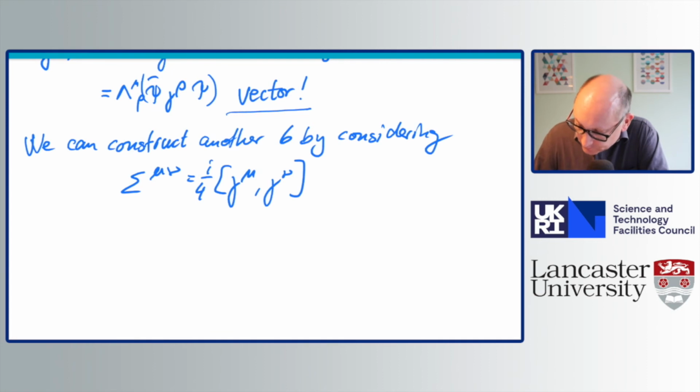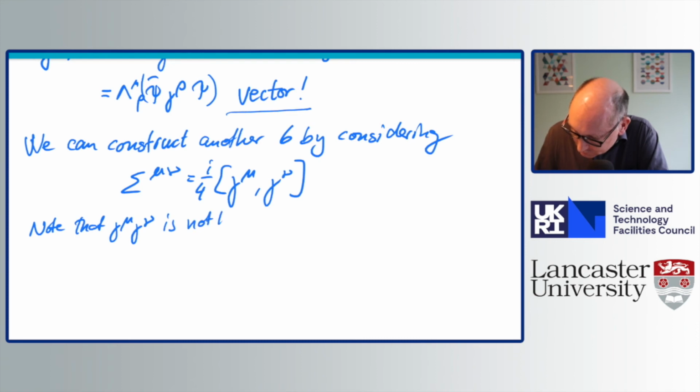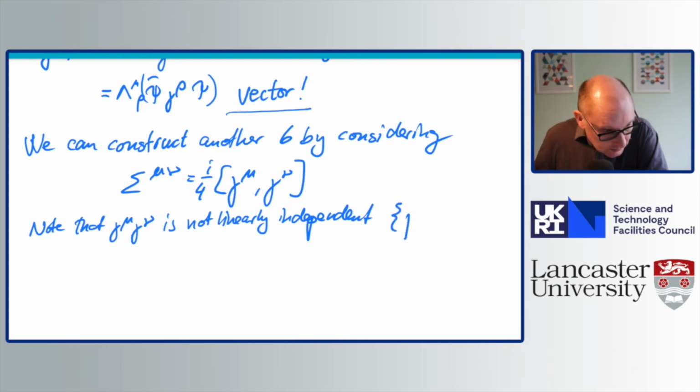We note here the product γ^μ γ^ν is not linearly independent from all other matrices, because of the Clifford algebra that says that the anticommutator of γ^μ and γ^ν is equal to 2 g^μν, times the identity matrix in spinor space.